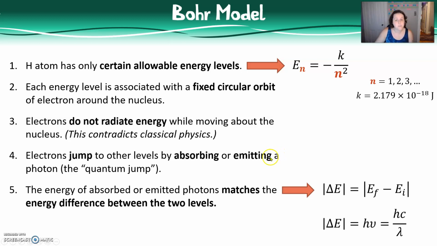He also proposes that a moving electron in an orbit around the nucleus does not radiate energy while it is moving, which goes against classical physics. And he proposes that electrons change their energy when they jump to other energy levels by absorbing or emitting photons. Finally, his model becomes the basis for how we understand the energy level diagram shown previously and how energy absorbed or emitted by the photons matches the energy difference between the 2 energy levels.